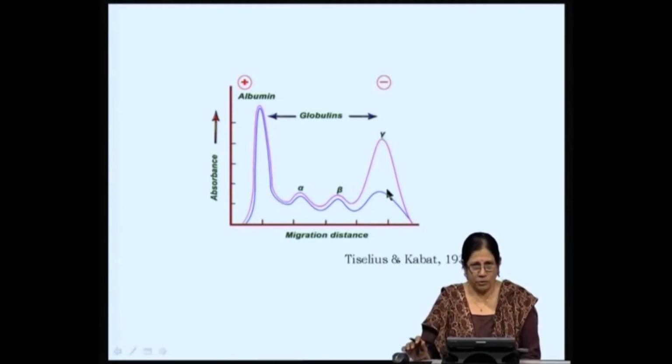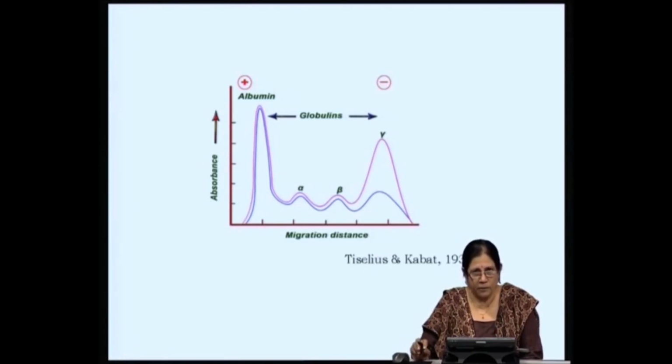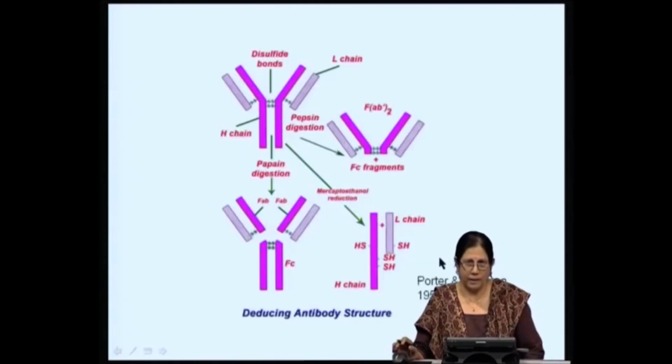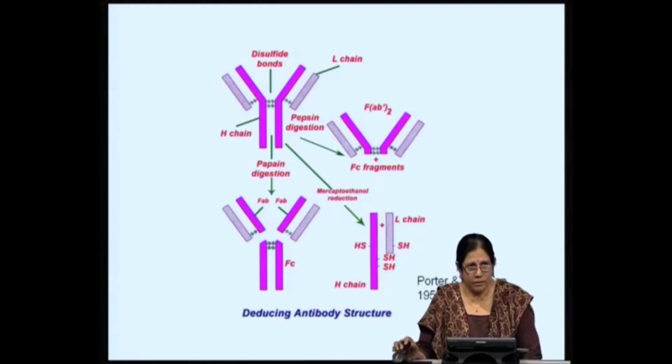Therefore, it was easy for them to conclude that the immune response that one can generate by way of secreting antibodies in the blood resided in the gamma globulin fraction, and therefore, the name immunoglobulin came about. So, it was Tiselius and Kabat who showed for the first time that antibodies were in the gamma globulin fraction. Since then, people started to do more research on how to find out the structure of this gamma globulin fraction, or the antibody that we know now.